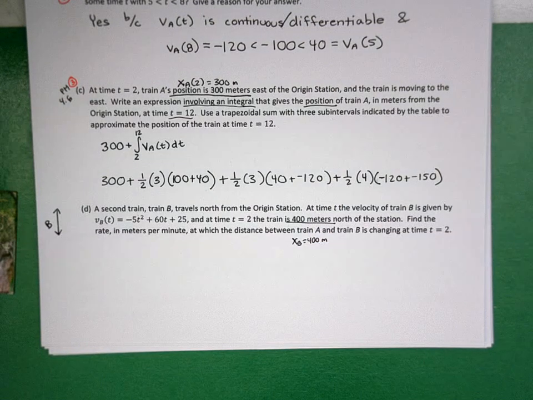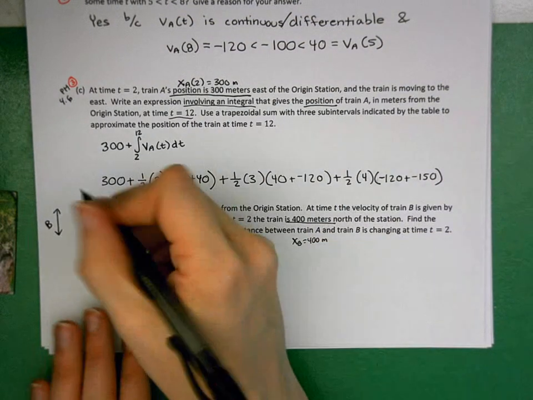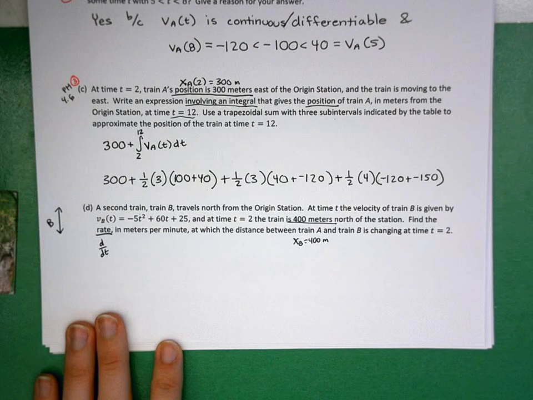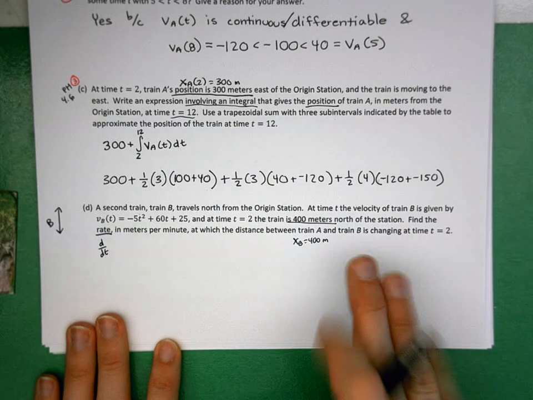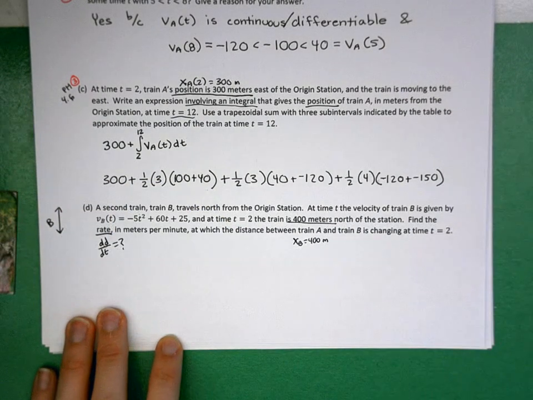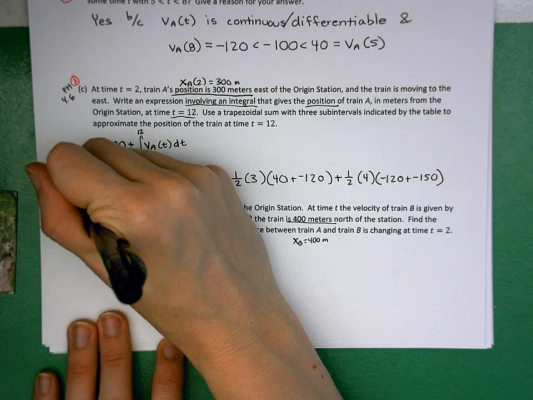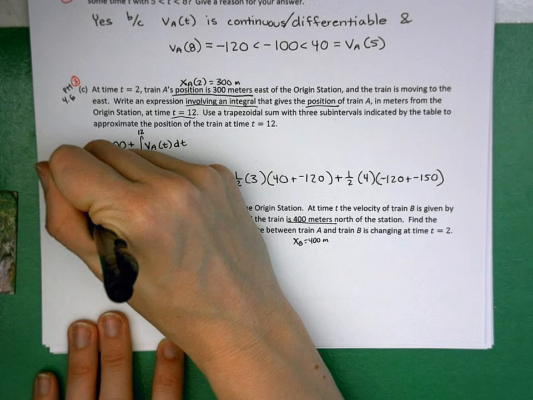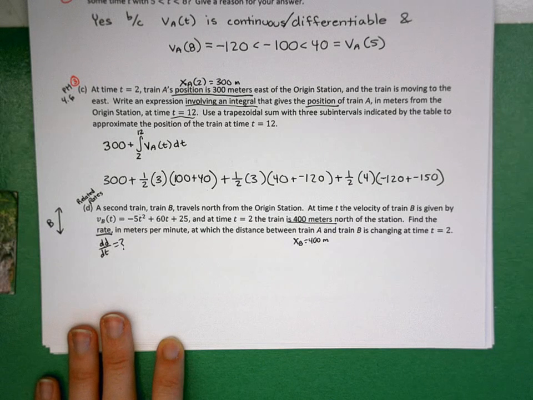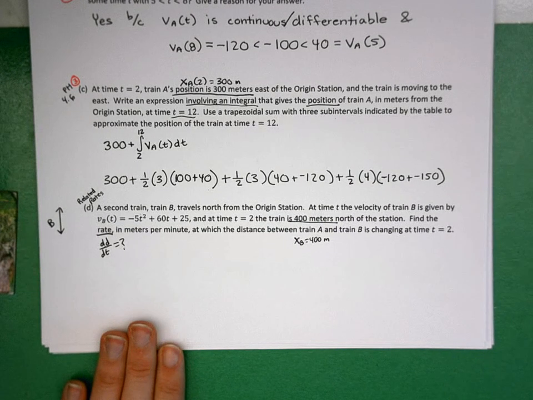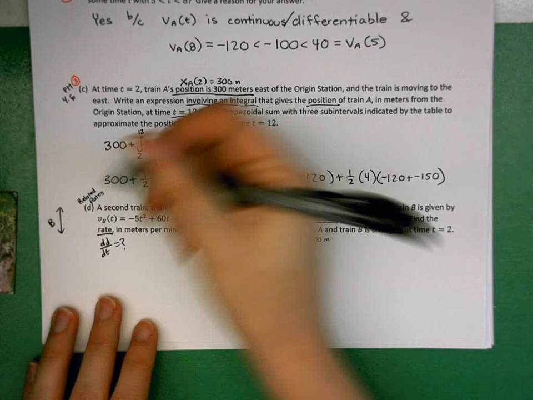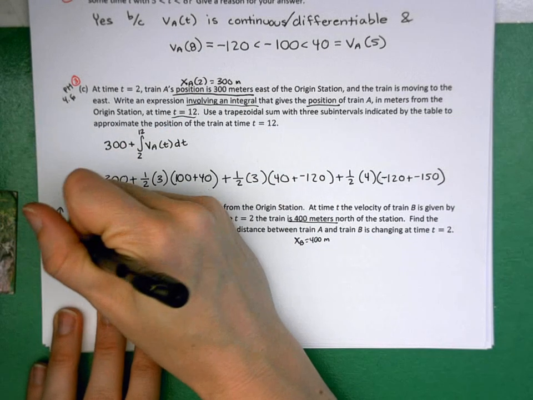Find the rate, so this is dD/dt, at which the distance between train A and B, so I'm going to call that D, is changing at time t equals 2. So this is another related rate, beginning of this second semester. Okay? Okay, so to find dD/dt, I need to find out what that distance is. So what is the distance between train A and B? Well, here's B. A, remember, was going east-west.